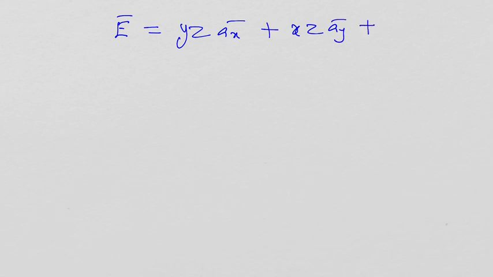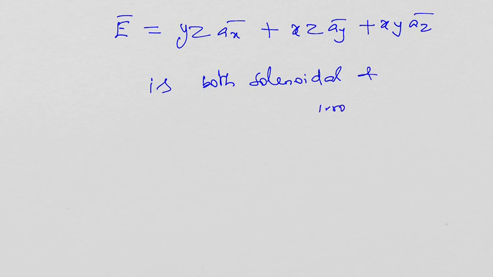Similar to this one, I have one more problem. I have given a vector field to you, yz ax plus xz ay plus xy az. You determine, verify whether this vector field is both solenoidal and irrotational. You determine that from the definitions you have learned already, because you need to calculate del dot E. Verify whether the given vector field is both solenoidal and irrotational.